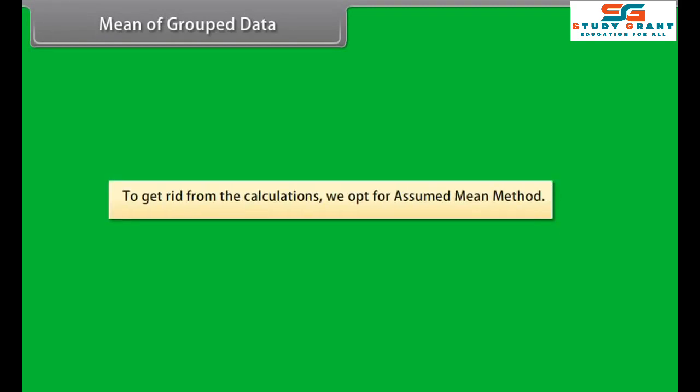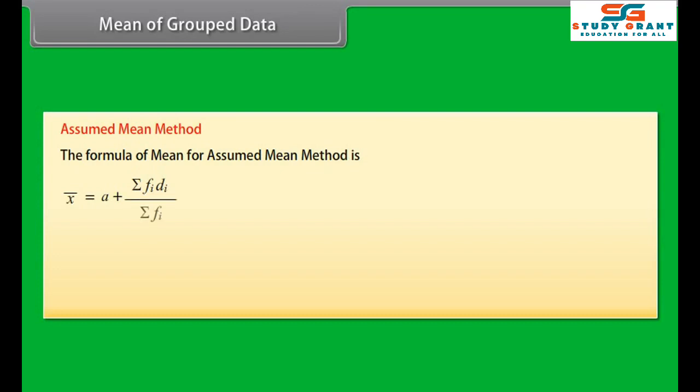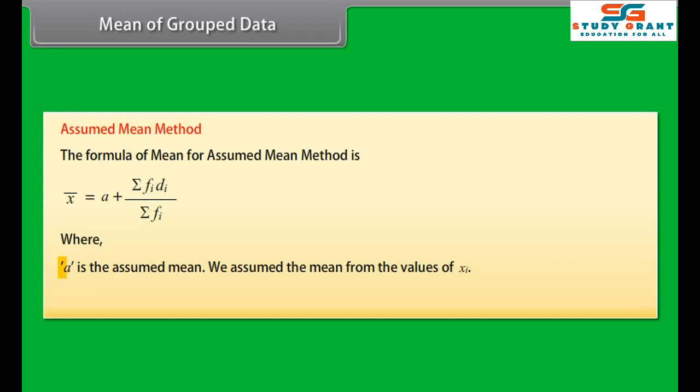Mean of grouped data. Sometimes the product of xi and fi becomes too large that this method becomes quite time consuming. To get rid of calculations, we opt for assumed mean method. Assumed mean method. The formula of mean for assumed mean method is assumed mean plus summation of the product of fi and di divided by summation of fi, where a is the assumed mean. We assume the mean from the values of xi. di is equal to xi minus a.